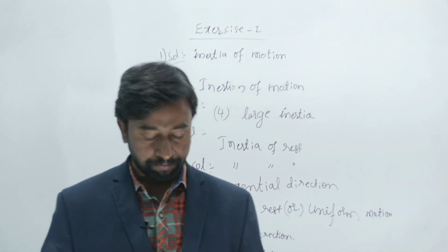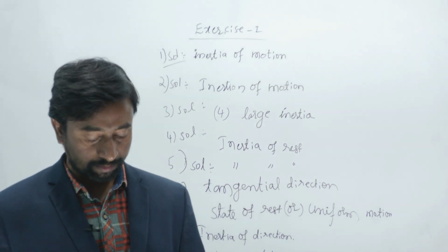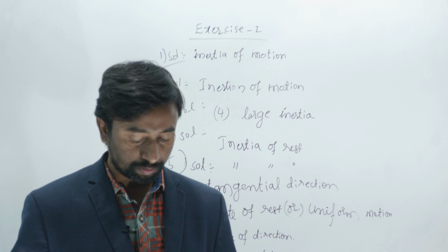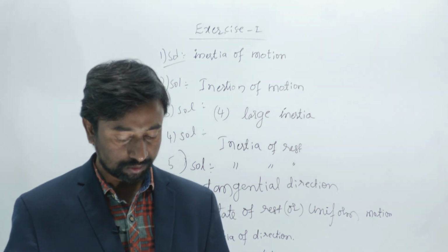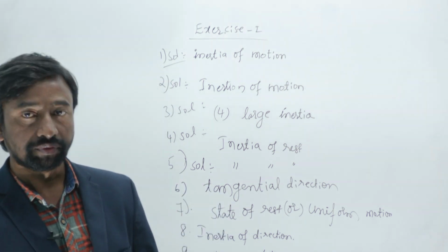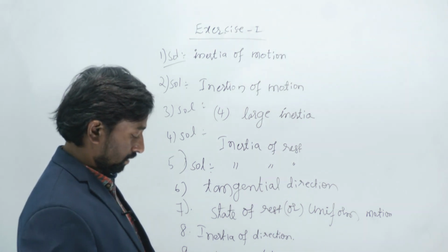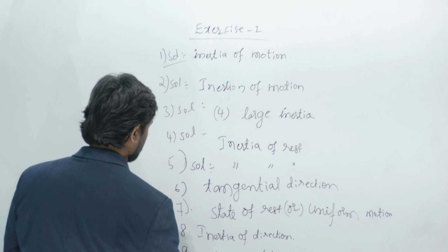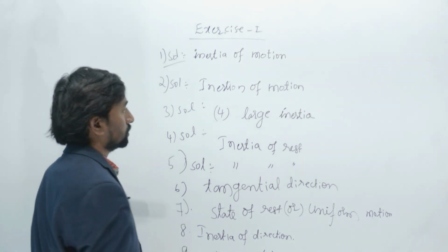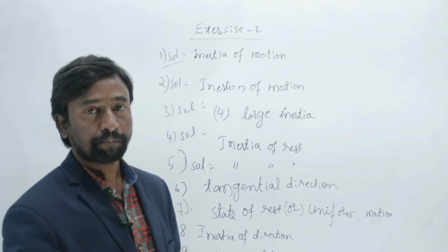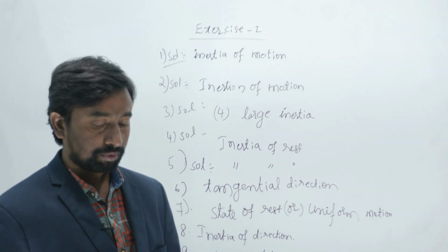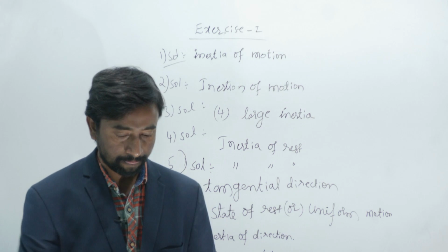The tenth one: when a knife edge is sharpened by placing it on a rotating iron disc, the sparks move tangentially to the disc. That is due to inertia of direction. The options given are inertia of motion and inertia of direction, so the tenth one is also inertia of direction. These are the answers up to the tenth. Now we will see the 11th one.